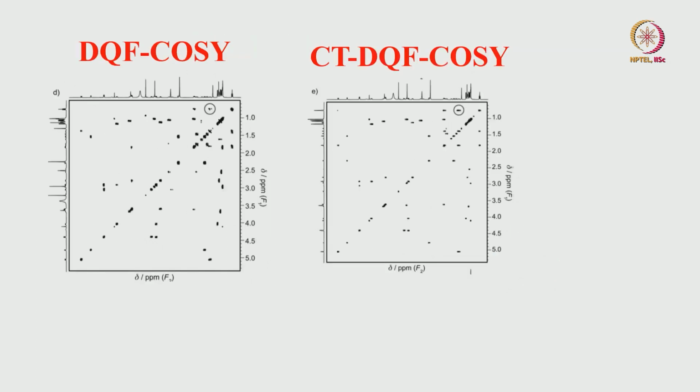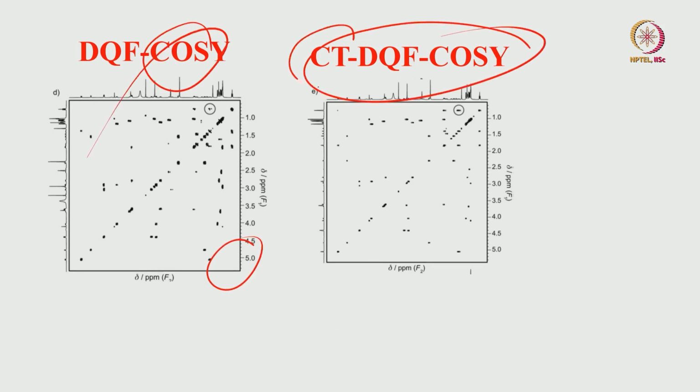So with this I can show you another thing from the same group. This is the decay of COSY. This is a constant time decay of COSY. Because of constant time, J evolution is prevented. Look at the sharpness of the peaks here. So many such experiments are possible. So, I will stop here.